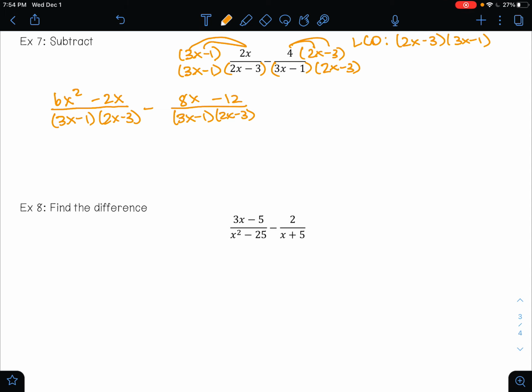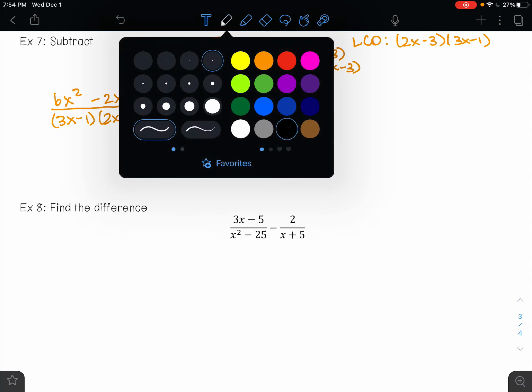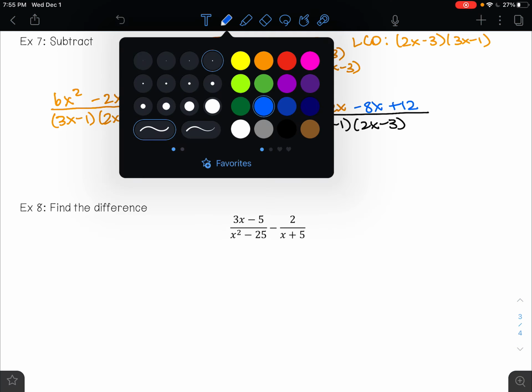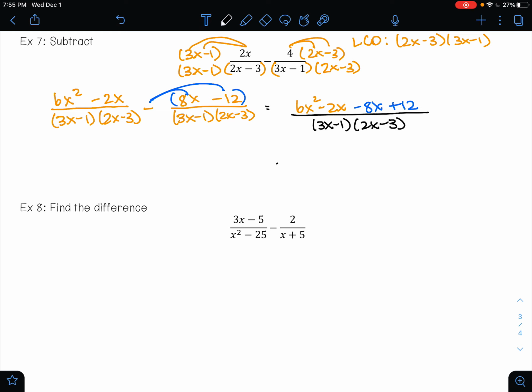Now that I have a common denominator, I can go ahead and subtract. My common denominator is 3x minus 1 times 2x minus 3. So my first numerator can just go ahead and come on over. And for my second numerator, I have to distribute this negative. Negative 1 times 8x is negative 8x, and negative 1 times negative 12 is positive 12. Now that I have distributed the negative, I can go ahead and combine like terms in my numerator.